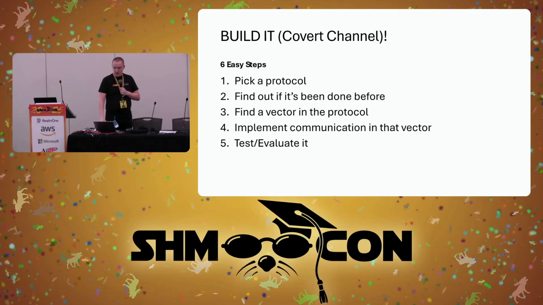So now we'll go into how I built it, which I built because of a two-week assignment. One thing I can't recommend enough is throw your heart into whatever you're working on. This was just an assignment in my Johns Hopkins class for covert channels, but these are the steps that I picked. First, pick a protocol. Find out if it's been done before. Do the best research you can in two weeks of whether or not this has been done before. Find a vector in the protocol, implement a communication channel through that vector, and then test and evaluate it.